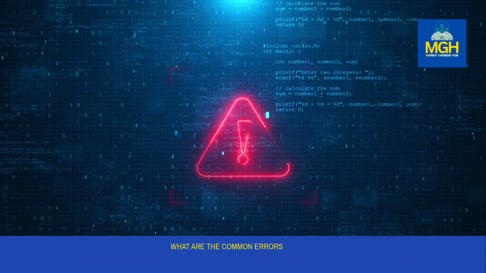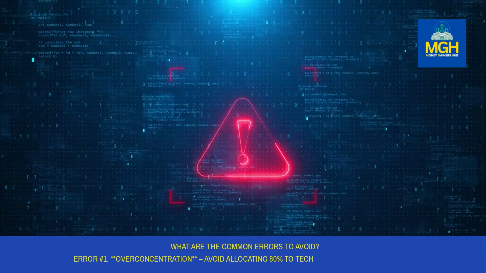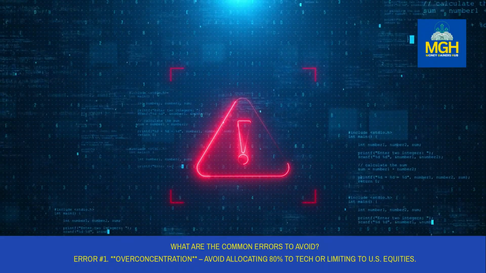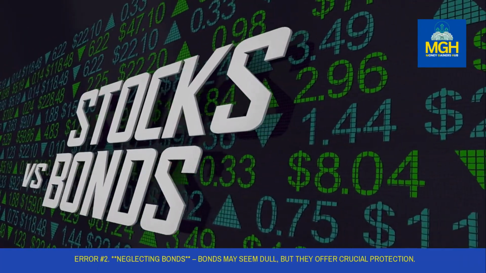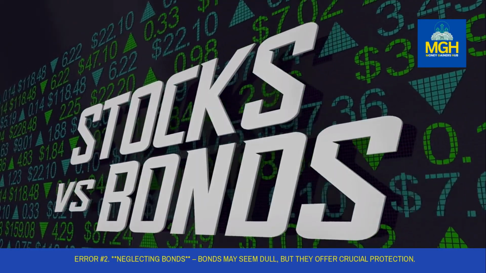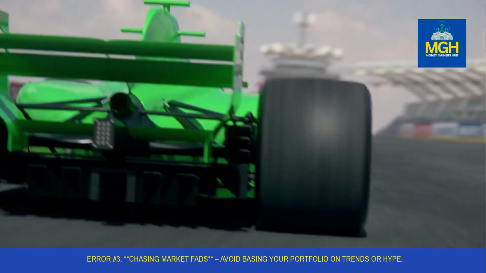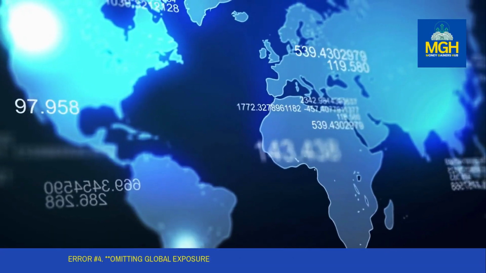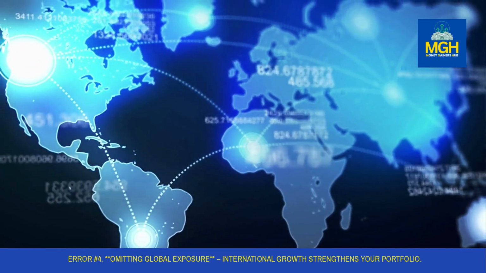What are the common errors to avoid? Error number 1. Overconcentration. Avoid allocating 80% to tech or limiting to U.S. equities. Error number 2. Neglecting bonds. Bonds may seem dull, but they offer crucial protection. Error number 3. Chasing market fads. Avoid basing your portfolio on trends or hype. Error number 4. Omitting global exposure. International growth strengthens your portfolio.